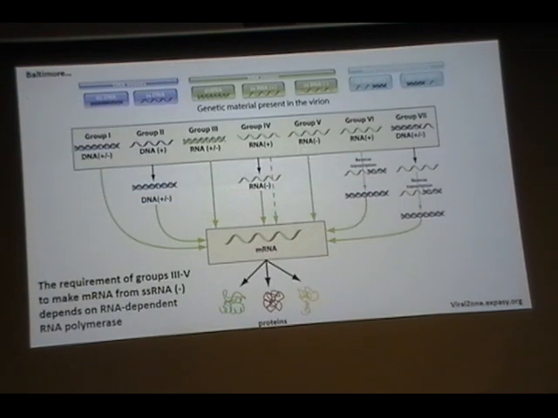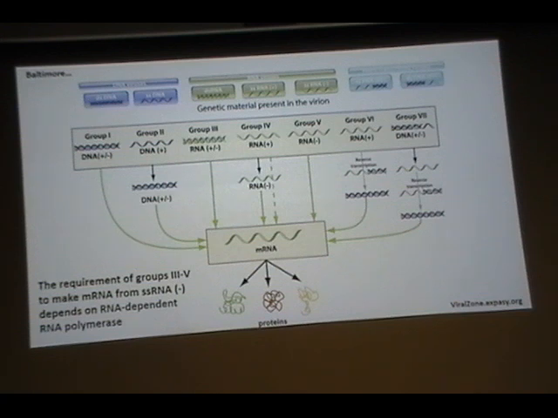So if you take a closer look at the Baltimore classification, it's all centered around messenger RNA. How does the virus make messenger RNA? And again, focusing on the RNA viruses, which are shown in green here, the group 3 viruses, which are double-stranded, act a lot like the negative-stranded viruses, which are group 5. Those viruses will use their negative RNA template to make positive stranded RNA that serves as messenger RNA. And then they can make proteins and go on from there.